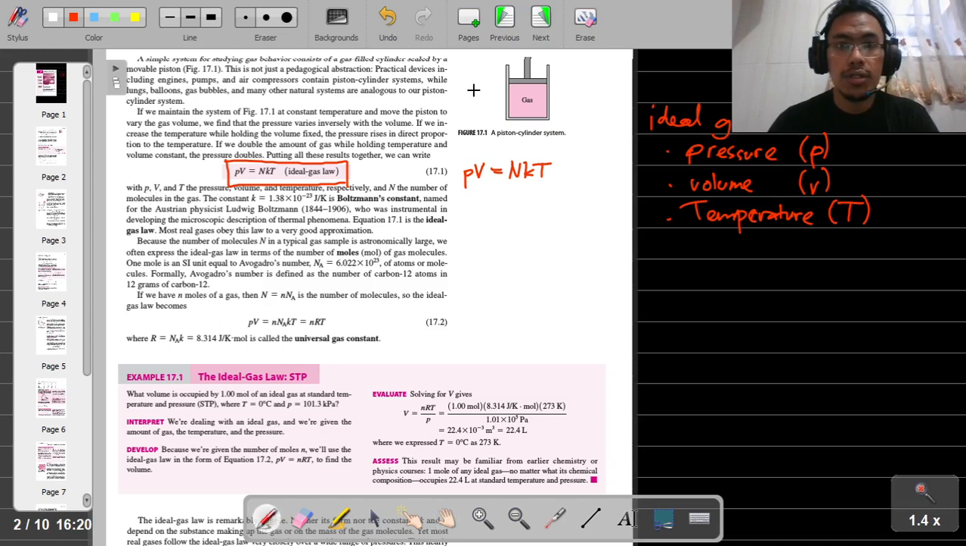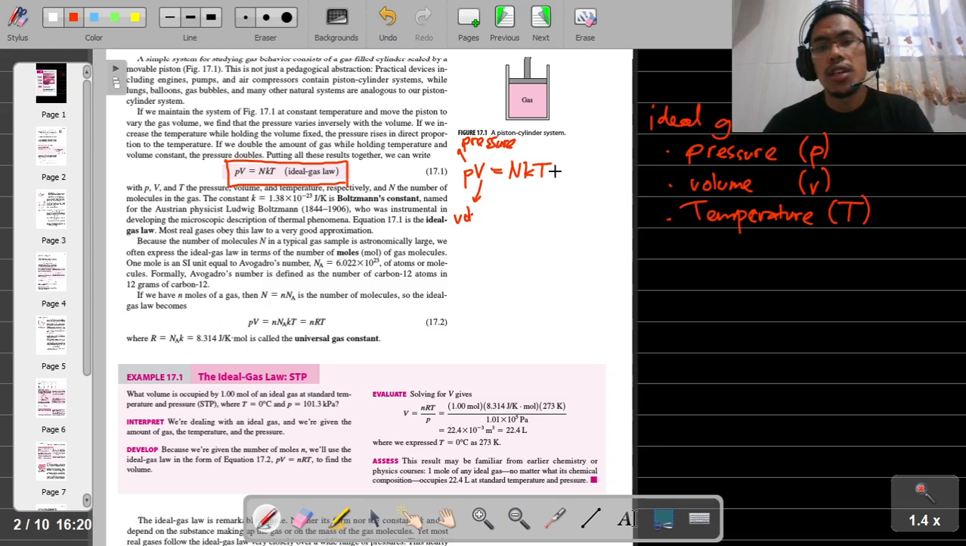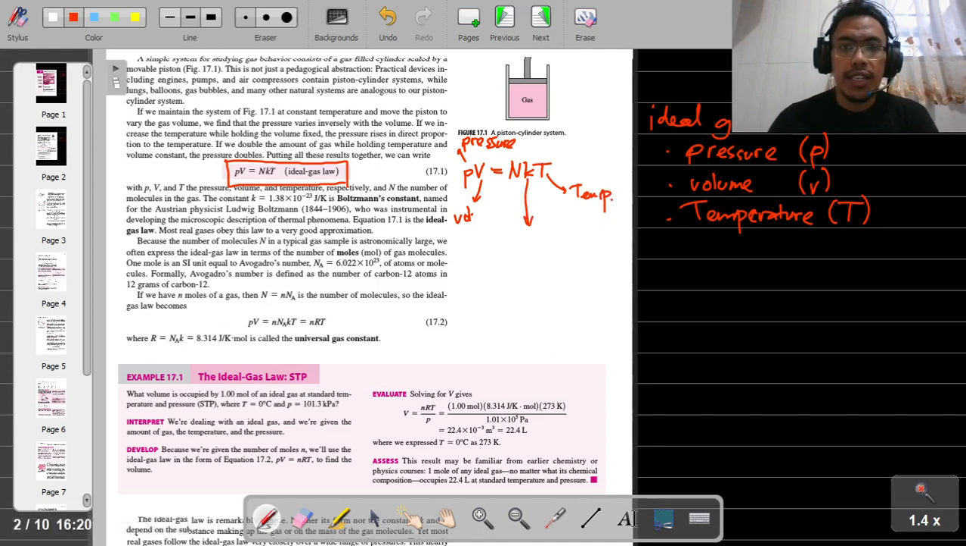So this is pressure, and then V is volume, and then T is temperature. Okay, so what is k? k is a constant.